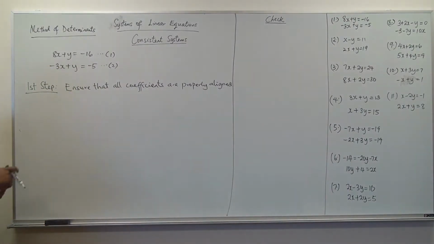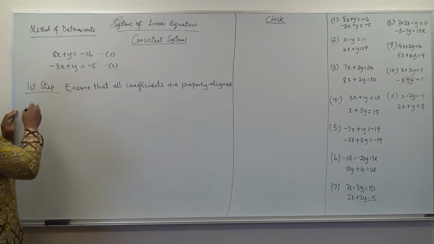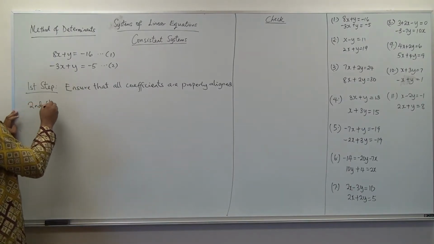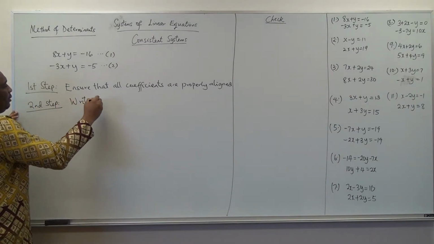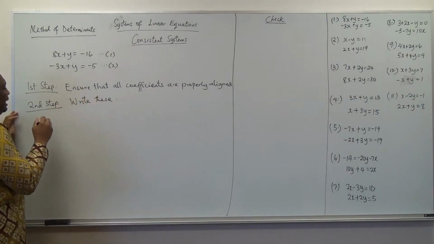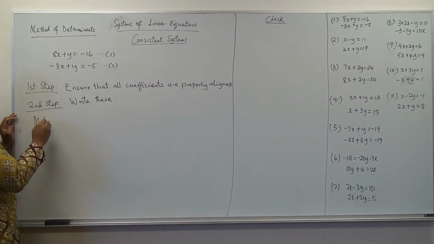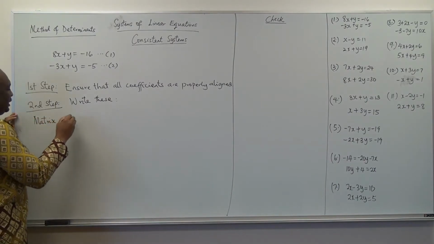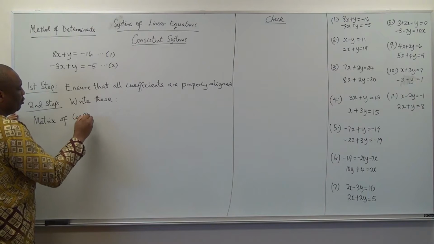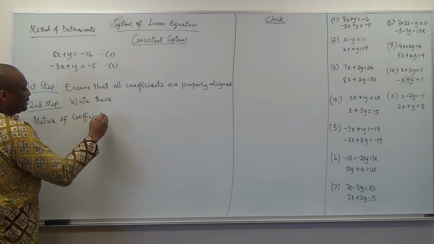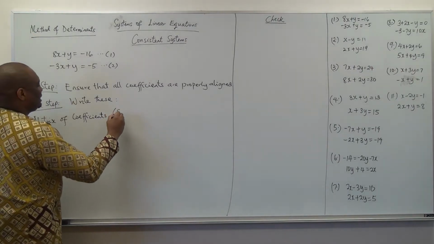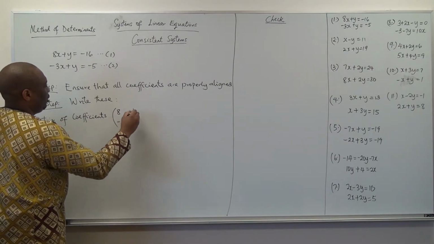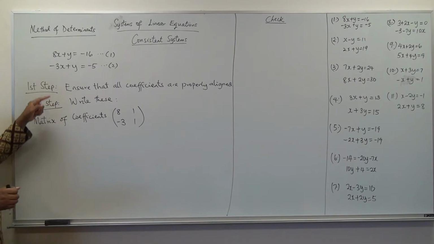The second step is to write out the matrix of coefficients, or what we call the coefficient matrix. So we have this as 8, -3, 1, and 1. These are the matrix of coefficients, or the coefficient matrix.